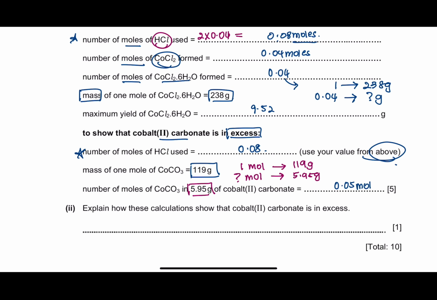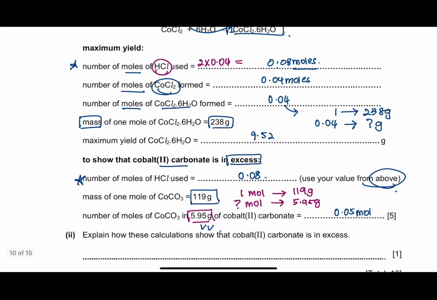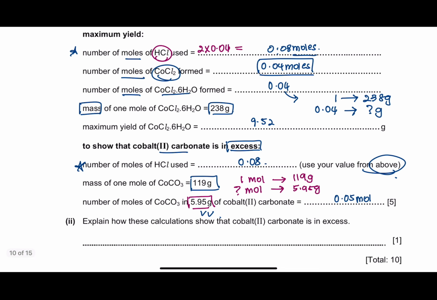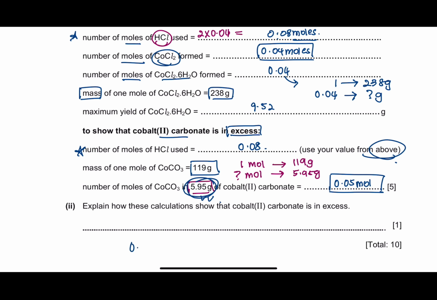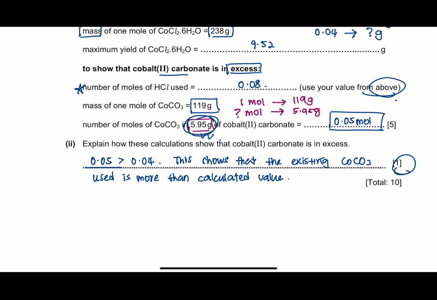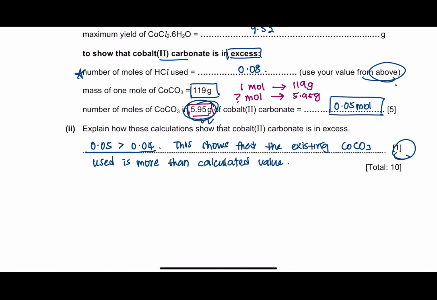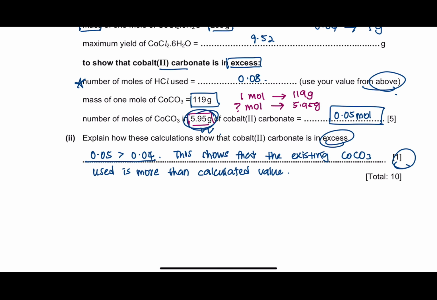So since you have 0.05 mole existing in 5.95 gram, and the calculation here shows that there are only 0.04 moles. However, you can actually find 0.05 mole because we are using this much of mass. So this means that 0.05 has exceeded 0.04. This shows that this is in excess. This question only gives you 1 mark. If you just mention 0.05 is more than 0.04, you are able to get the full mark. However, I have just written here a brief explanation saying that this shows that the existing cobalt carbonate used is more than the calculated value. So this is the proof that this is in excess.